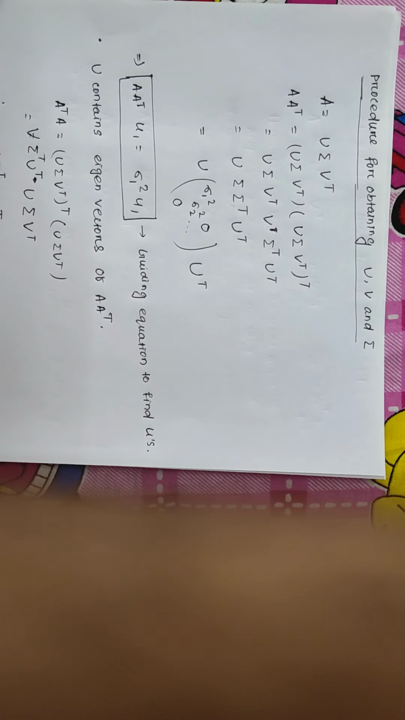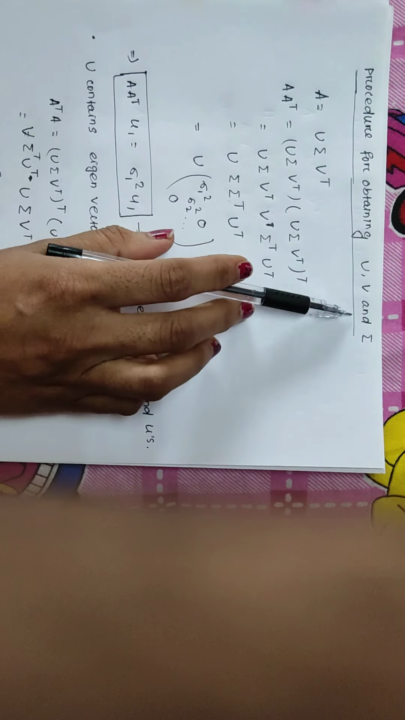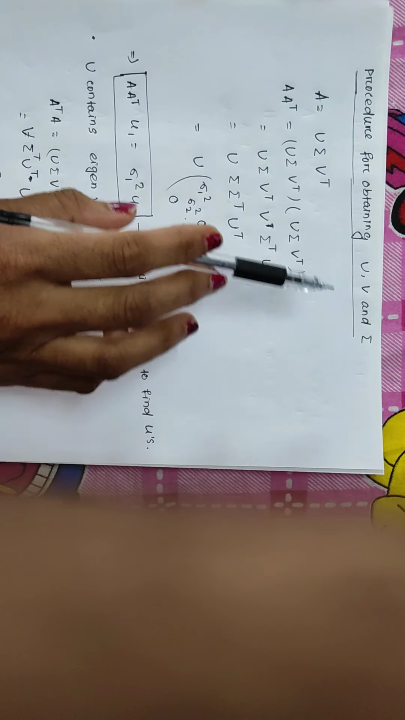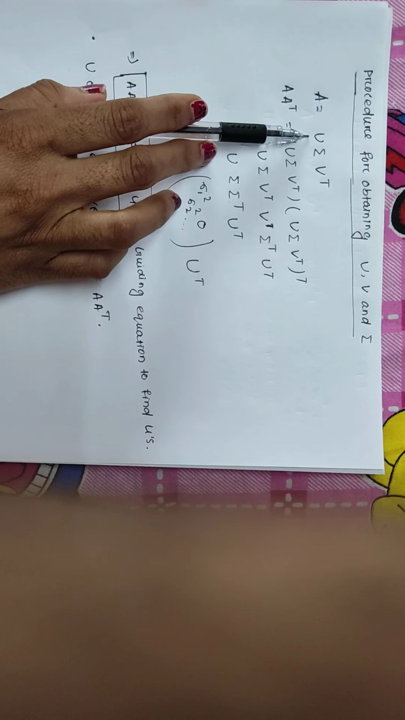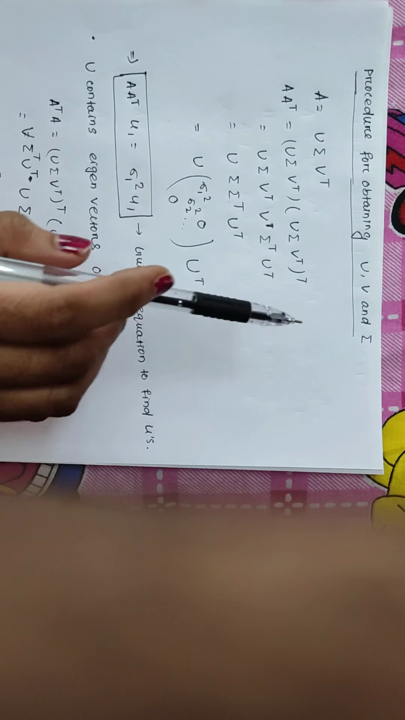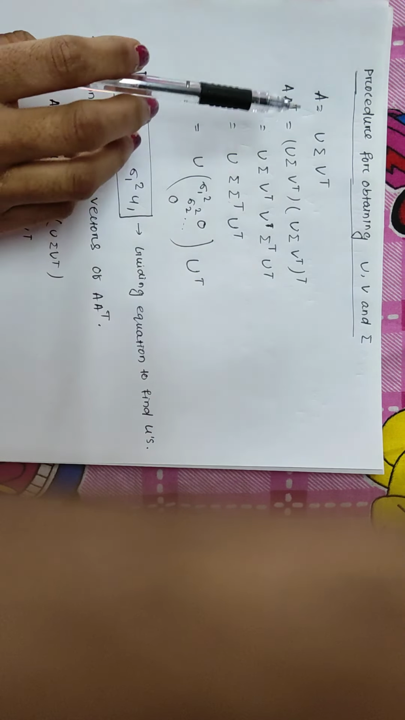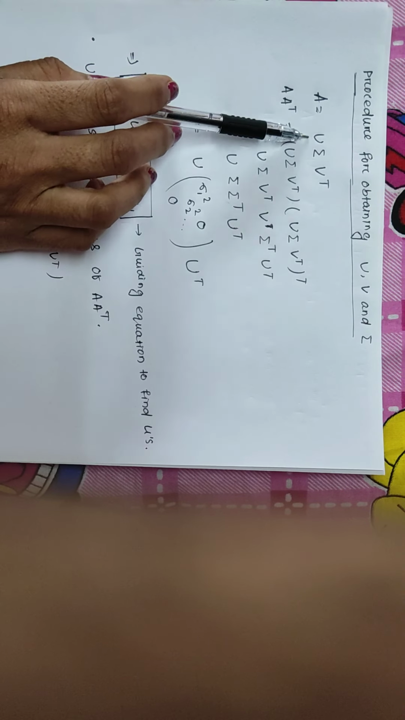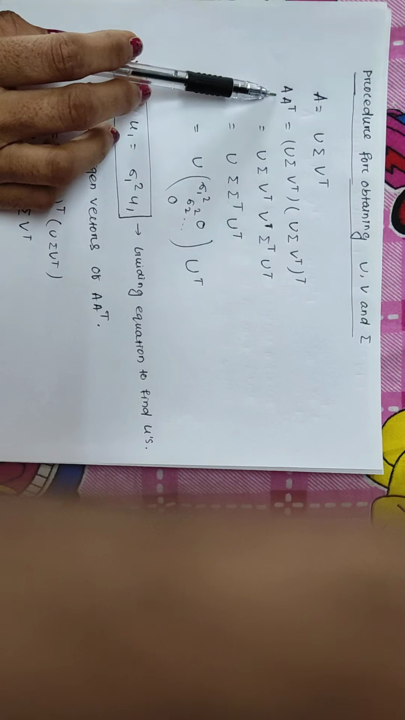Now, the procedure for obtaining U, V and sigma. If we are given a matrix A, then we have to calculate the matrices U, sigma and V for the singular value decomposition.